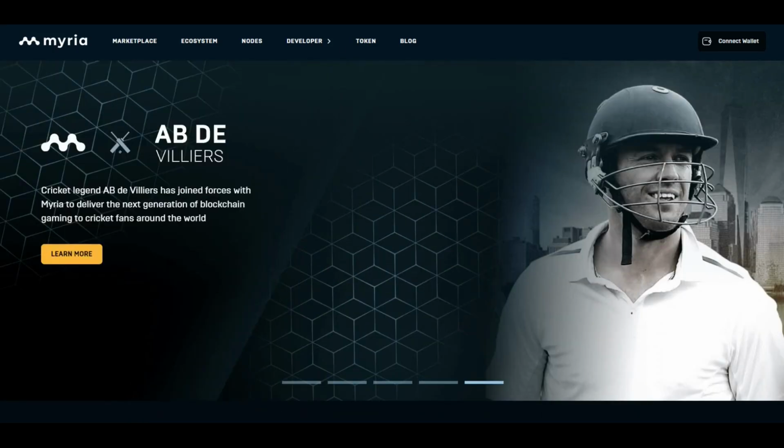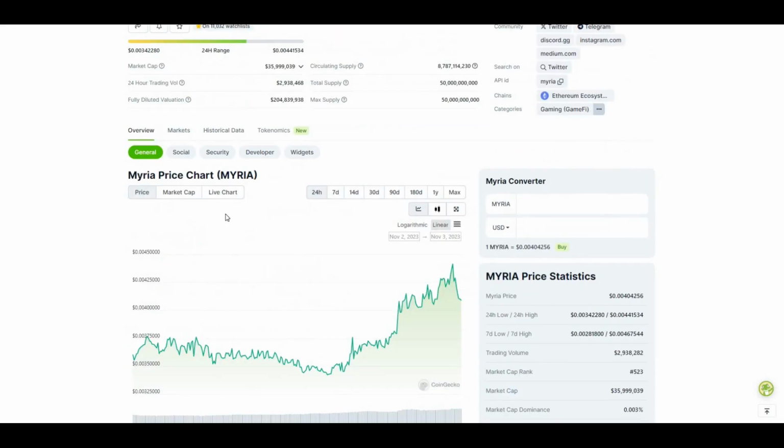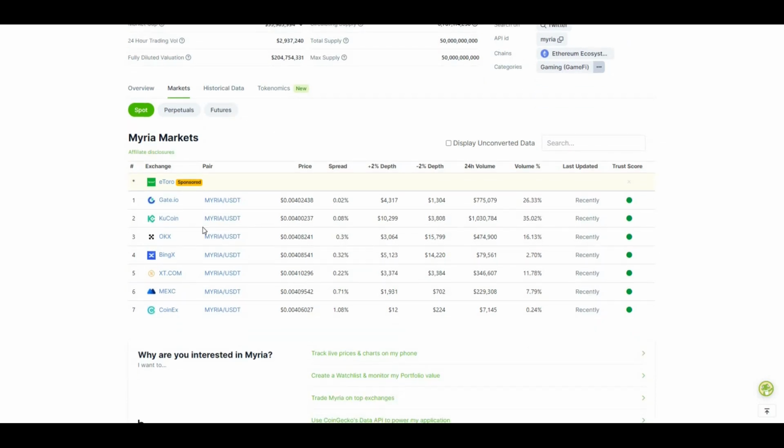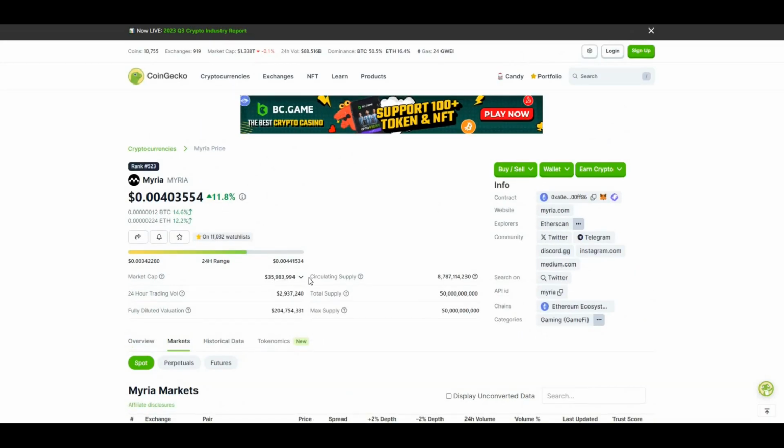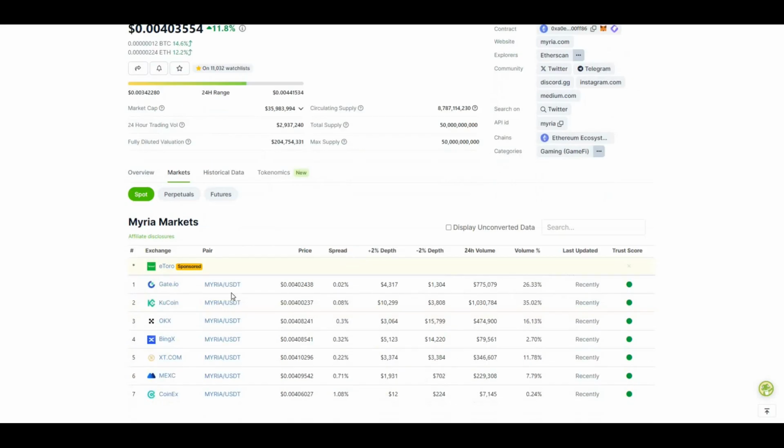Okay, so if I go back to CoinGecko, quickly scroll across to markets, and we can see where this is being traded. So you can buy this on Gate, KuCoin, OKX, BingX, XT, MEXC, and CoinEx at the moment. So it's available on all of those exchanges. And trust me, guys, this is one that will absolutely explode. So it's on these exchanges right now, but I don't see any reason why, in the next couple of months or so, or leading up until the next bull run, that this doesn't get listed on some of the bigger exchanges like Binance, Coinbase, and so on.